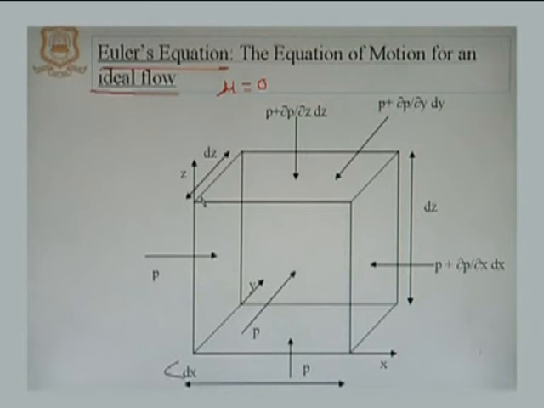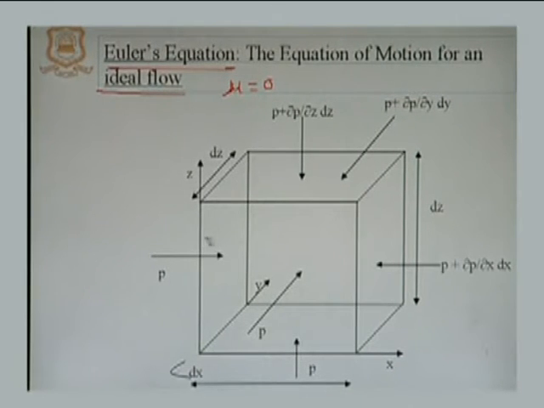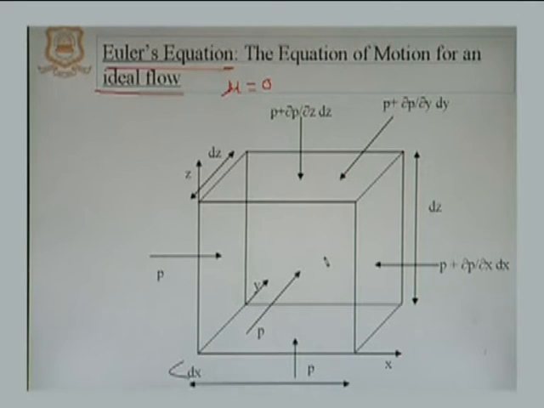So, Euler equation writes the equation of motion which relates the surface force to the acceleration with the help of force is equal to mass into acceleration, and acceleration can be written in terms of the velocity gradient, right.